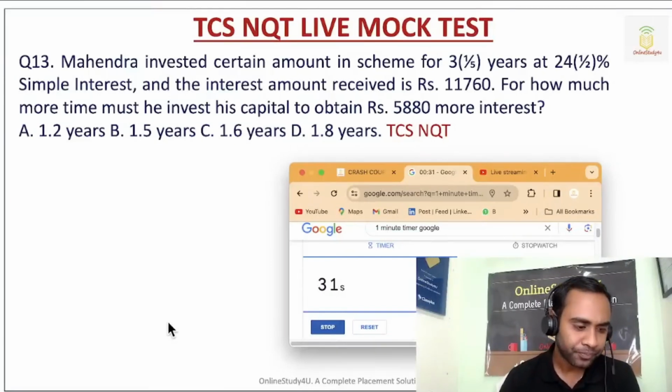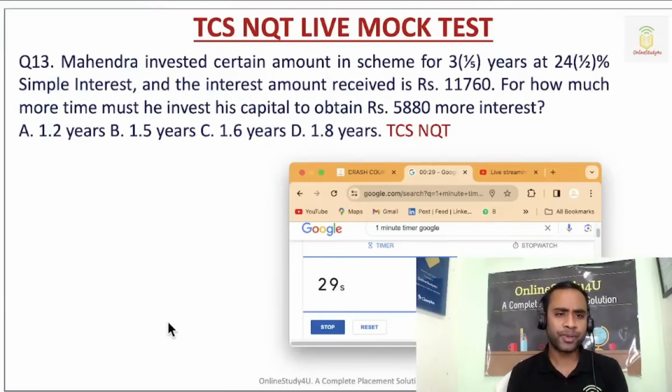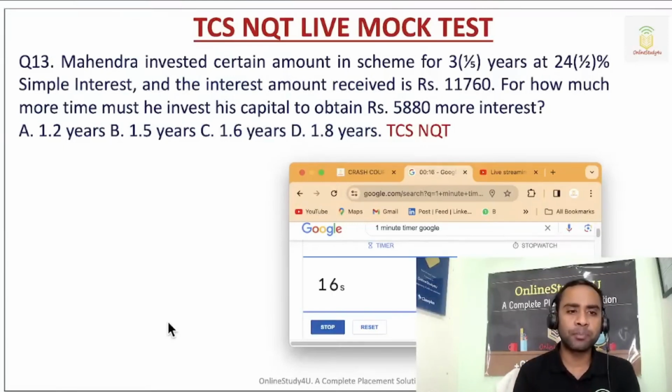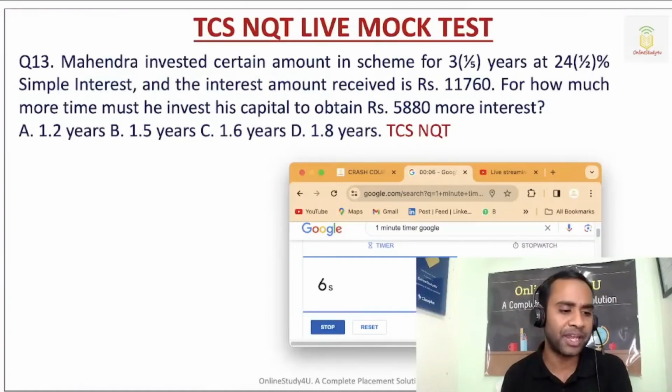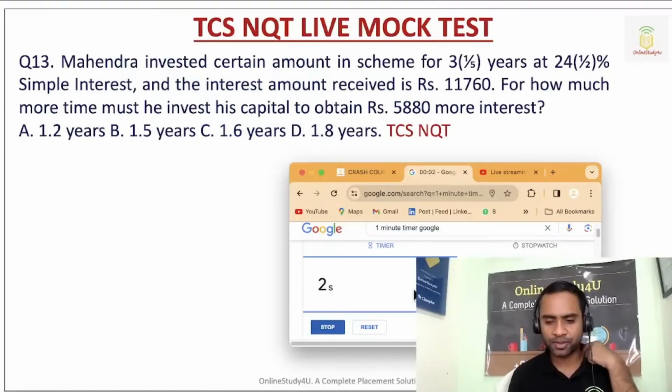Okay, so what you do, first you calculate the principal because it's a simple interest problem. So simple interest will be equal to PRT by 100. Calculate the principal first. Once you calculate the principal, then we have to use the same formula for calculating the time. So what happens in the exam when you see the length of the question, we will be afraid that we will not be able to do it.